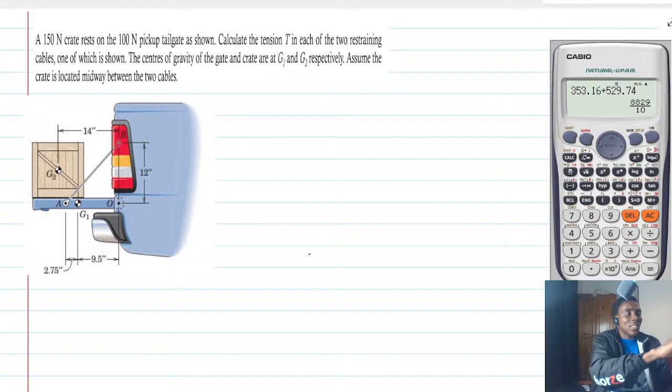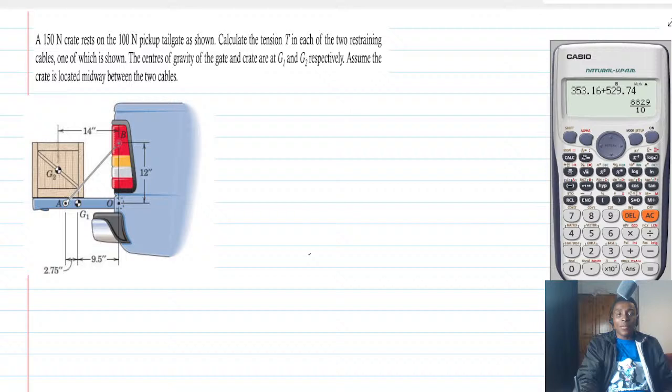Alright, so this problem is asking us to actually find the tension, alright, the tension. So how can we solve this problem? So just like we did for the first problem, we are going to do the same to this problem. Alright? So the first thing that we are going to do is that we will draw the free body diagram. Okay, because if you don't draw the free body diagram, you will never be able to solve it.